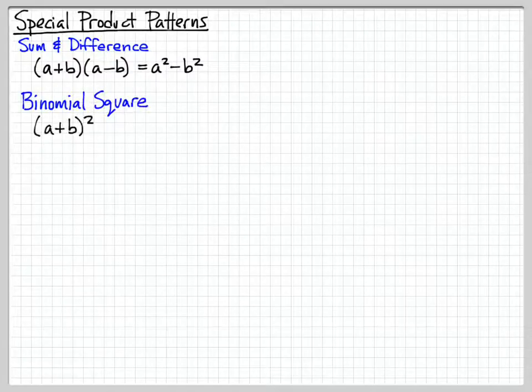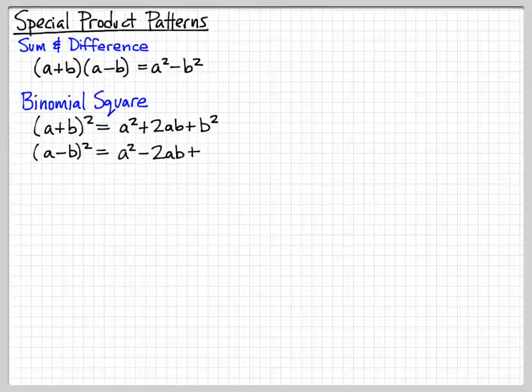We have binomial squares. We called these perfect square trinomials previously. And these have this pattern. We've seen this pattern before. So this is a very useful pattern to know. And then this is the new one. We haven't covered this one before.